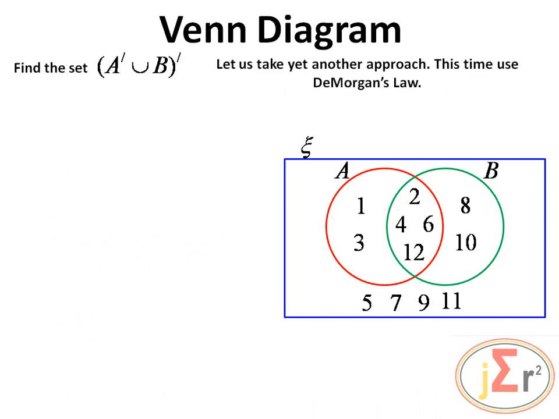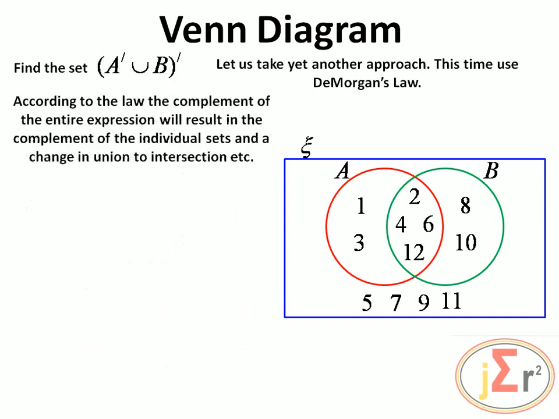The same problem, let us take yet another approach. This time we are going to use De Morgan's law. So according to the law, the complement of the entire expression will result in the complement of the individual sets. So remember De Morgan's law, if we are going to have A complement union B all complement, what are we going to do? This complement is going to be distributed inside here, but not according to the laws of regular algebra.